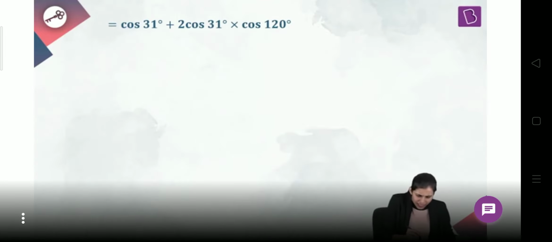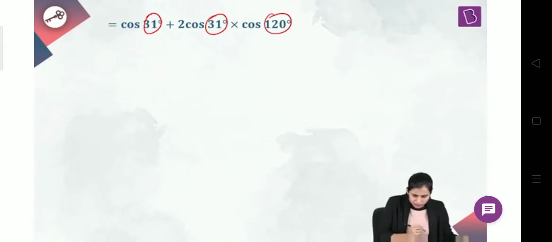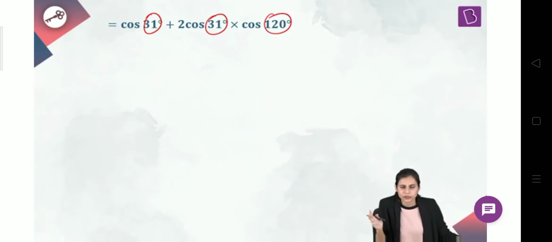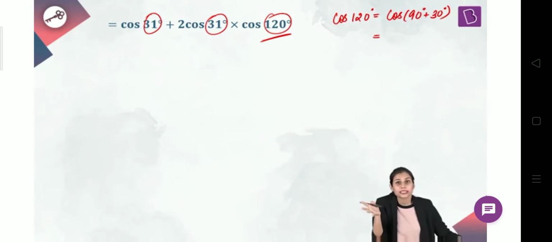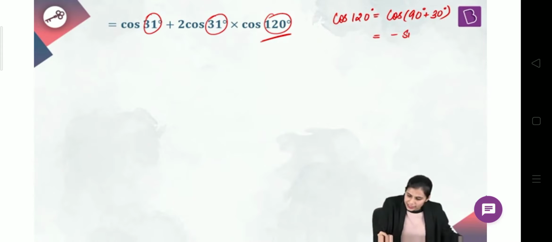Out of the three angles that I can see over here, two are 31 and one is 120. This 120 is familiar to me. Why? Because 120 is actually an allied angle. How is it allied? Well, I can write 120 as 90 plus 30. And I know what cos of 90 plus theta is, where theta is acute. What is it equal to? It is minus sin theta.